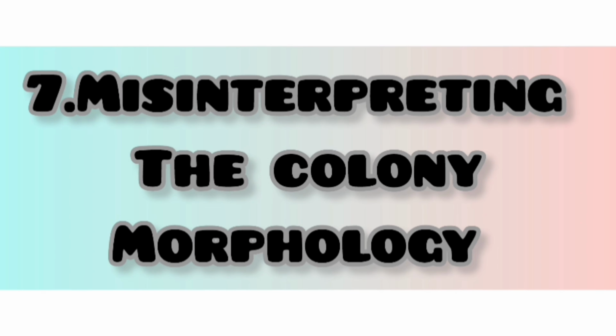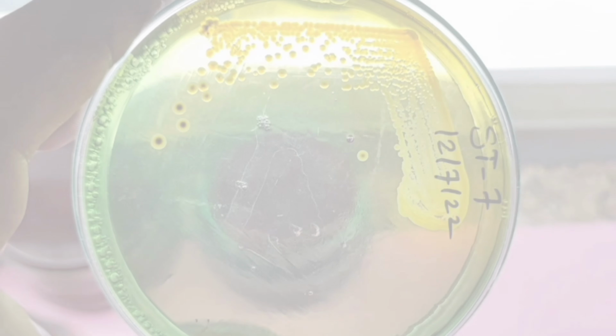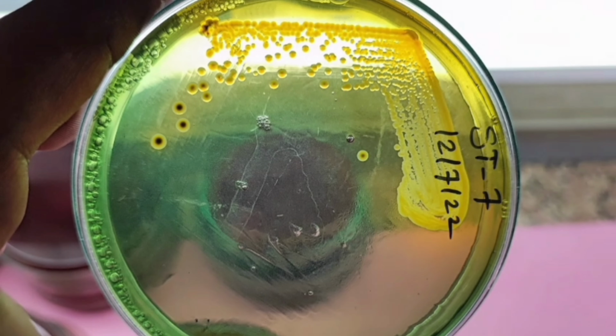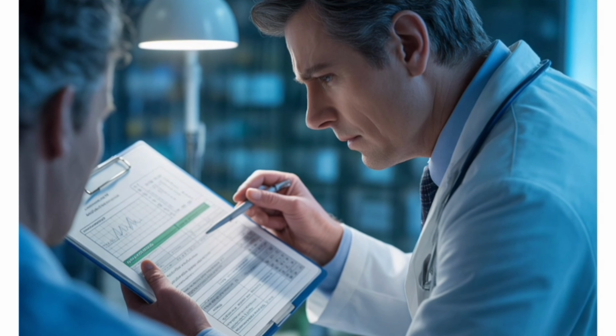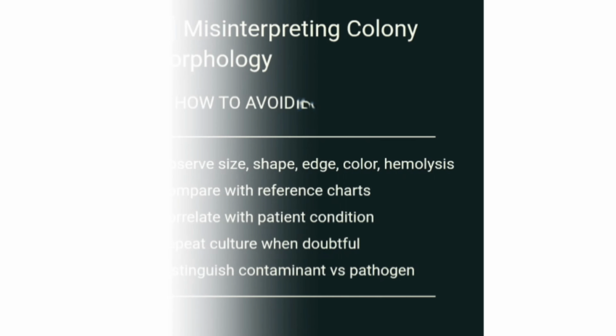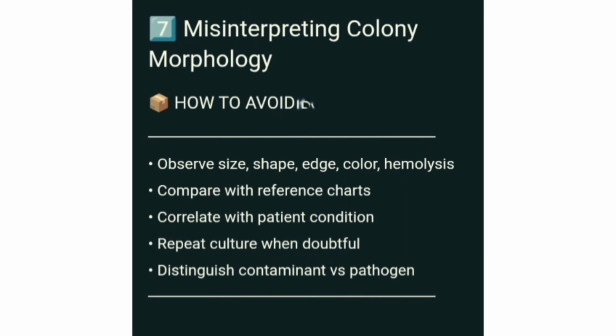Let's discuss the mistake of misinterpreting the colony morphology. It commonly includes confusing the contaminants with pathogens, ignoring the mixed growth, and not correlating the growth with clinical signs. The precautions to be taken are: observe the colony size, shape, and pigmentation. Always correlate the report with patient details. Repeat the culture when findings seem unusual.